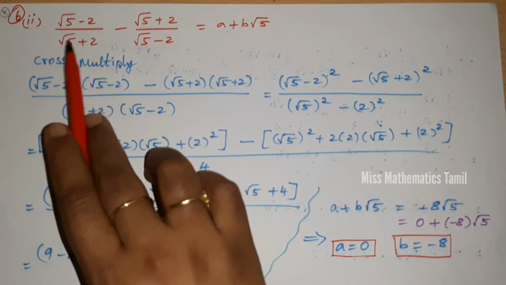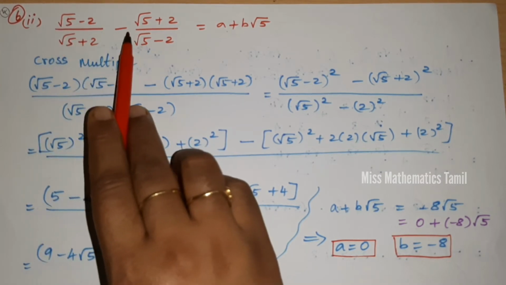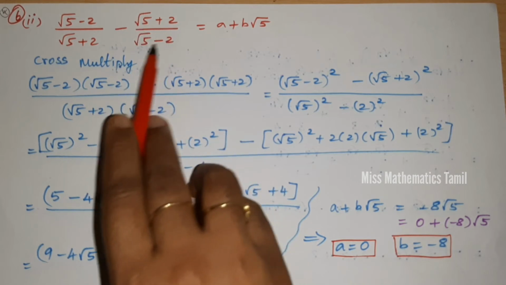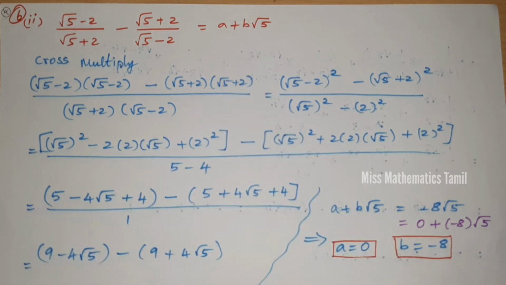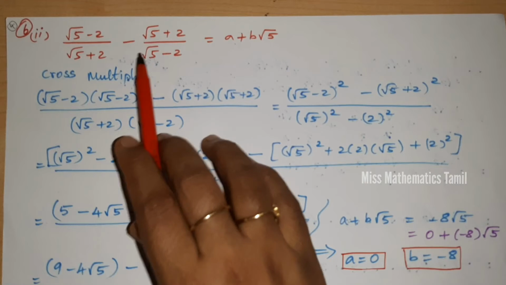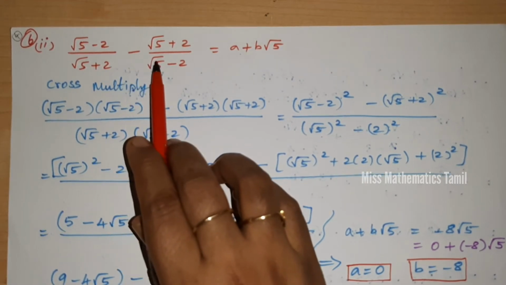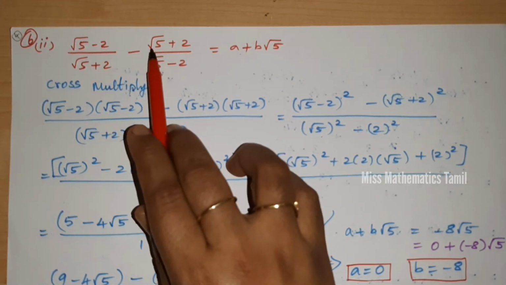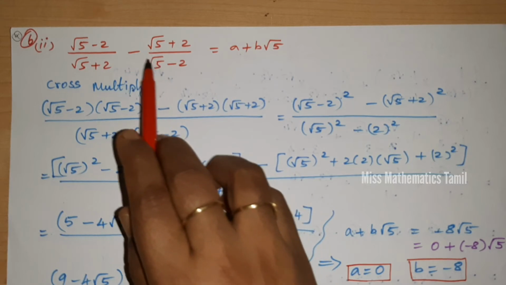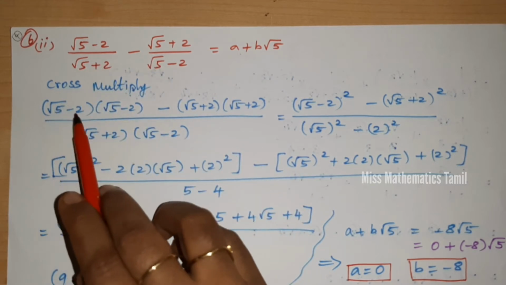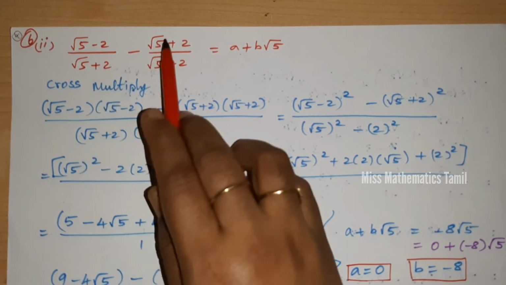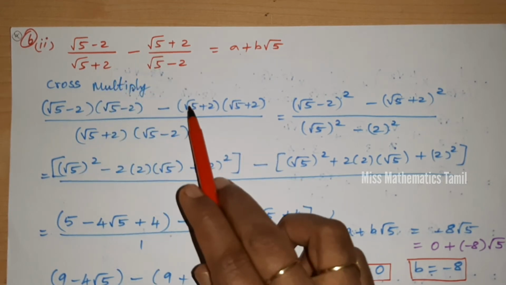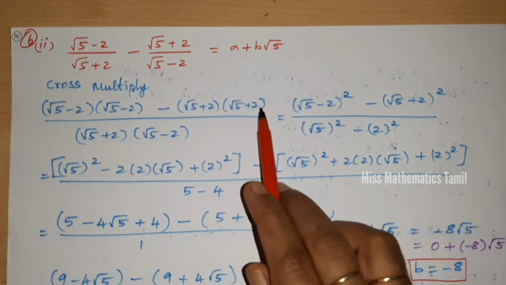Root 5 minus 2 divided by root 5 plus 2, minus root 5 plus 2 divided by root 5 minus 2, is equal to A plus B root 5. Find A and B value, right? First, on the left hand side we have to cross multiply. So I cross multiply here: root 5 minus 2 into root 5 minus 2, minus these two I have to multiply, root 5 plus 2 into root 5 plus 2.